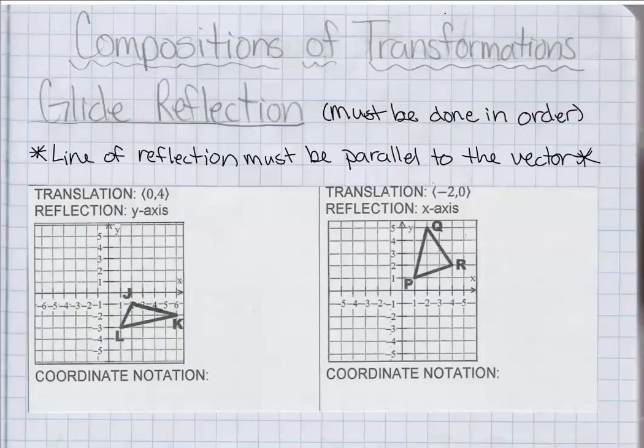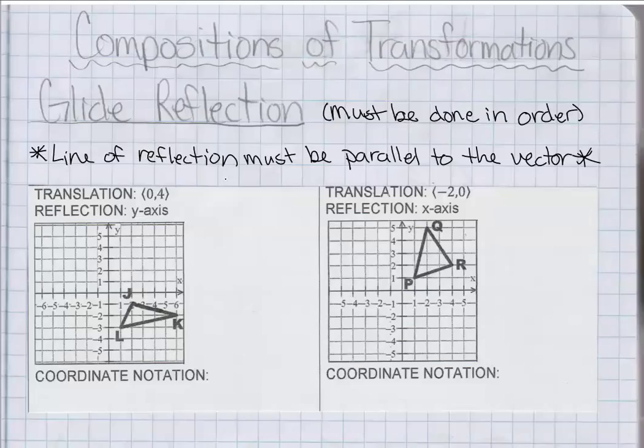So all that means is, in this first case, if it's y-axis, so that's up, down, right? Well, whenever it's 0, 4, that means that you're going to make it go up 4, which is still up, down. So up, down line and up translation. So those are parallel. With this other one, it's x-axis, which is left and right, and -2 means it will go left 2. So since both of them are left-right, they can be done.